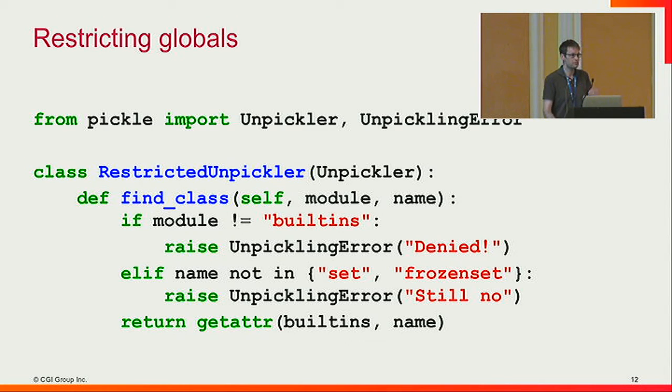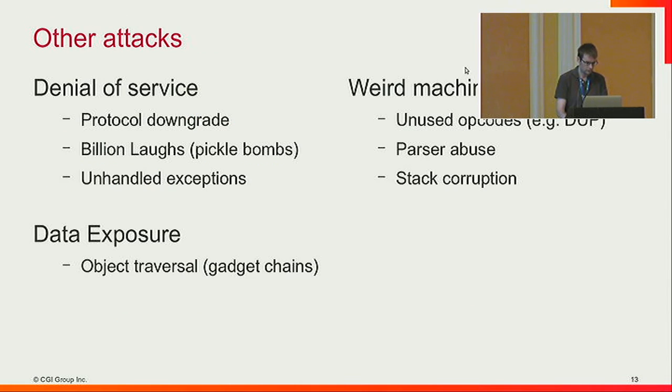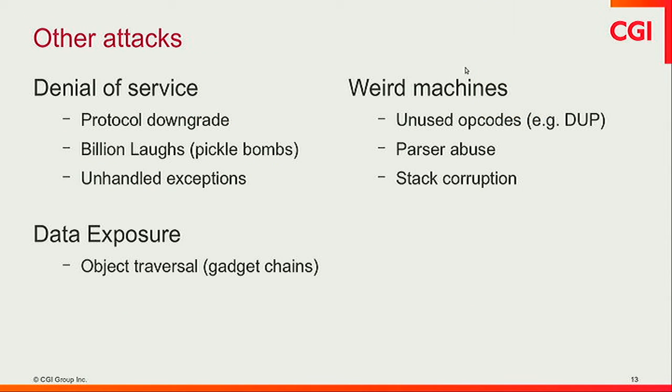Well, if we would like to make something robust, if we would like to make something that is by default behaving like this restricted unpickler, where if you don't whitelist something, it is automatically blacklisted, then there are other attacks that aren't commonly cited that we need to know about. A few of these fall into the categories denial of service, data exposure, and weird machines, in that the one that I've most explored here is denial of service.